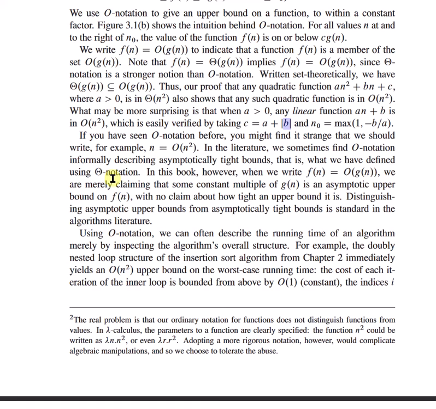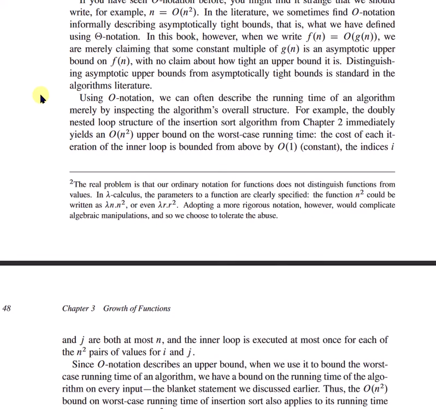In the literature, we sometimes find big O notation informally describing asymptotically tight bounds, that is, what we have defined using theta notation in this book. However, when we write f(n) = O(g(n)), we are merely claiming that some constant multiple of g(n) is an asymptotic upper bound on f(n), with no claim about how tight an upper bound it is. Distinguishing asymptotic upper bounds from asymptotically tight bounds is standard in the algorithms literature.